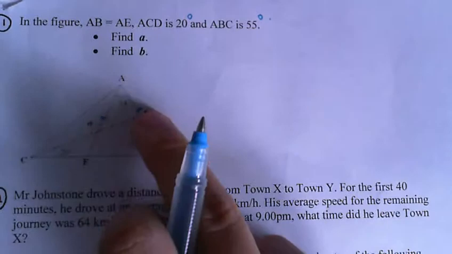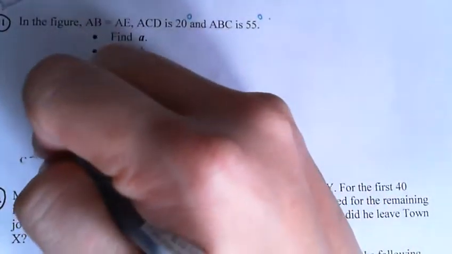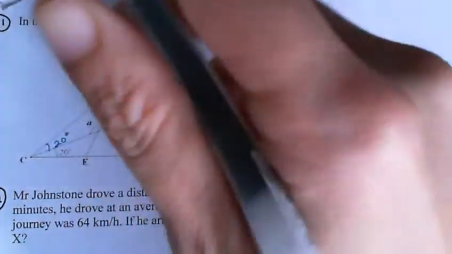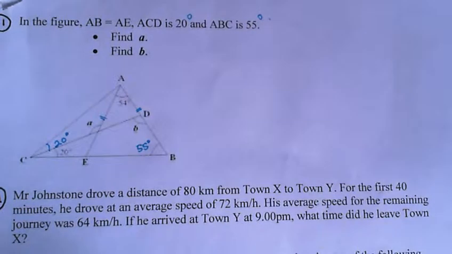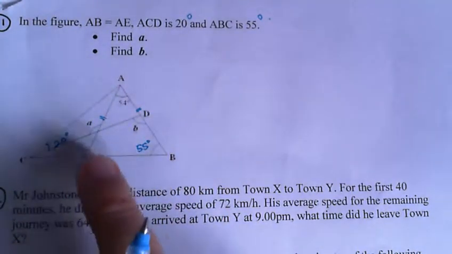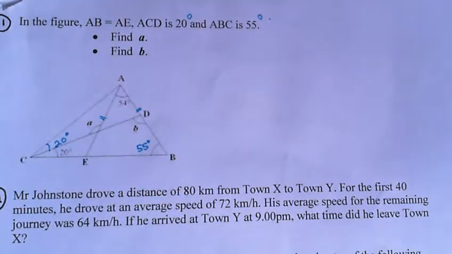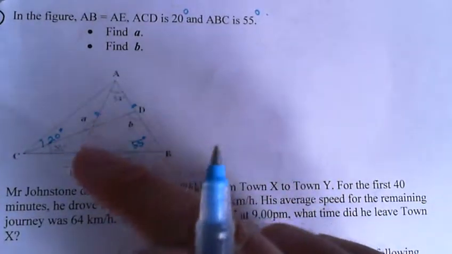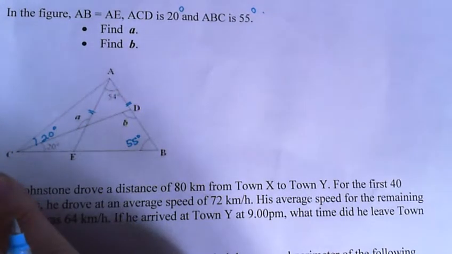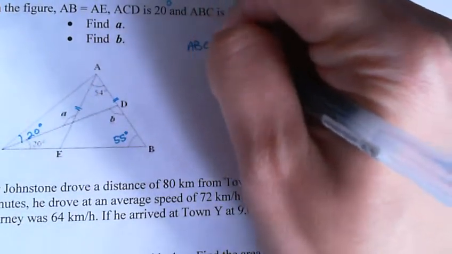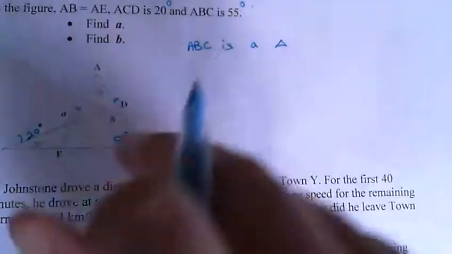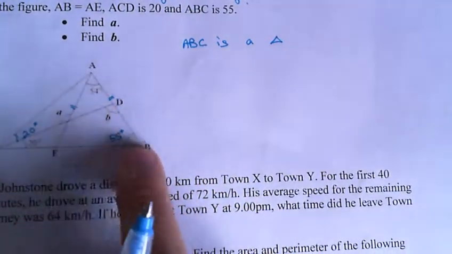ACD is 20 degrees, and all the other information is given. Now, looking at this, they want me to find A, which is here. This is quite easy because I know this is a triangle. ABC is a triangle, correct? So if ABC is a triangle, these three angles here, here, and here should add up to 180 degrees.